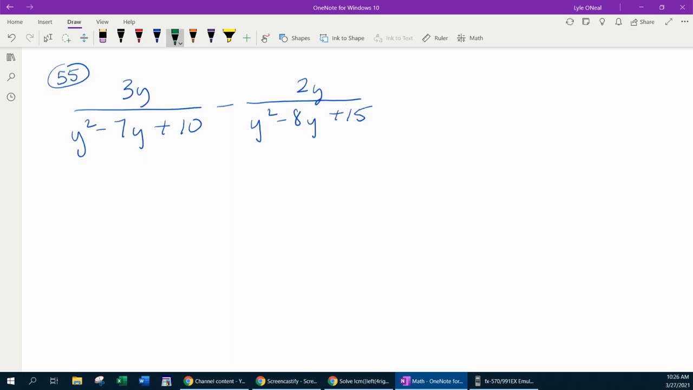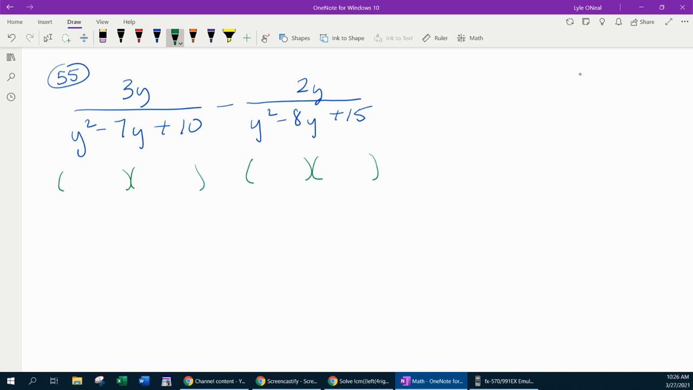Next example, number 55. Here we go again. We're going to subtract fractions. We're going to subtract these rational expressions. And to find a common denominator, you need to factor completely. Here we have 2 standard trinomials. So you're going to need to be kind of good at factoring standard trinomials, in fact, factoring in general.